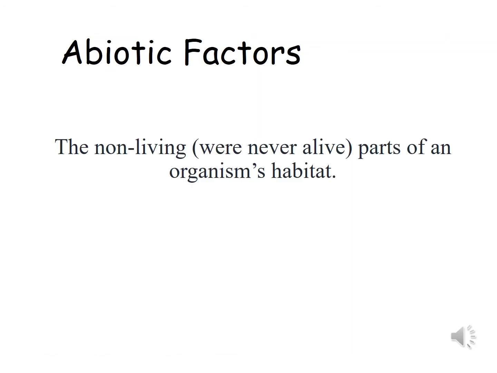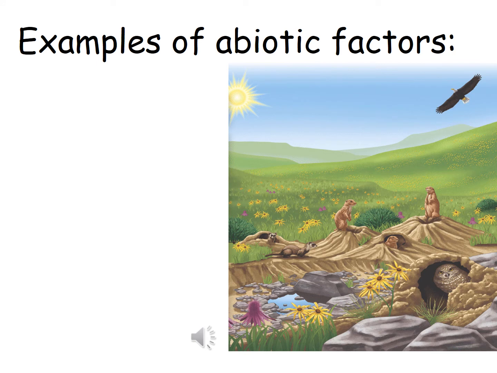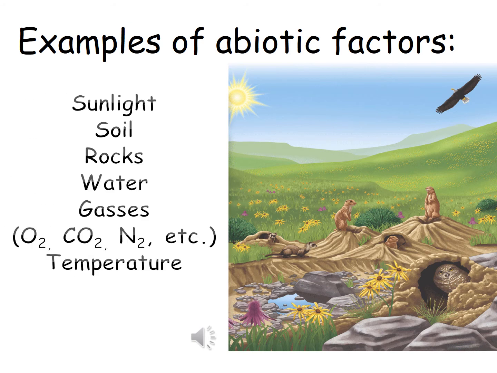The abiotic factors in an environment are the non-living parts of an organism's habitat, things that were never alive. What are some examples of the abiotic factors in the prairie dog's habitat? Here are some that I found and can infer. Sunlight, soil, rocks, water, gases like oxygen, carbon dioxide, and nitrogen that are in the air, and the temperature.